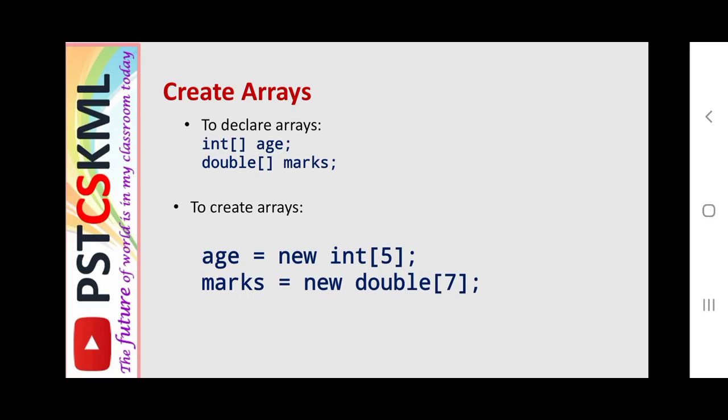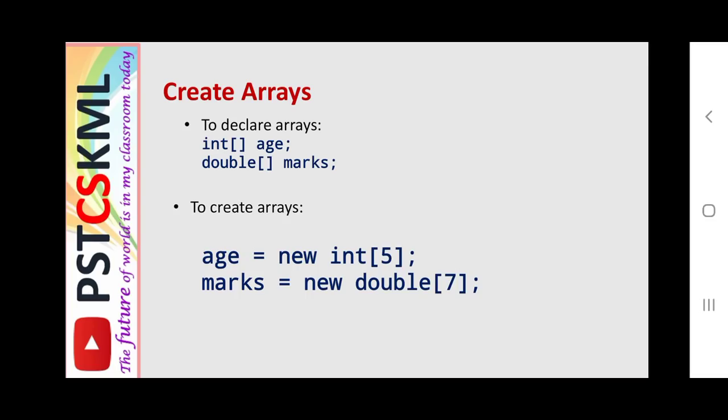What are the values for the array? To create the array, we set it equal to new int, followed by how many values this array consists of. This array consists of 5 values. So int bracket age we already declared as an array, and we want to use the array. So age equals new int 5.